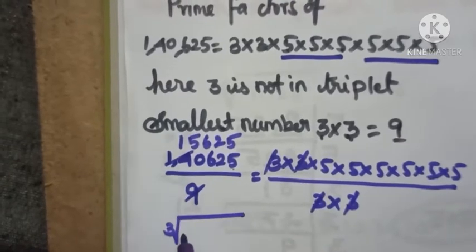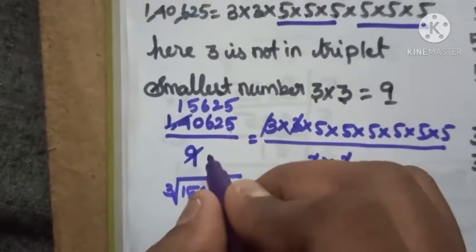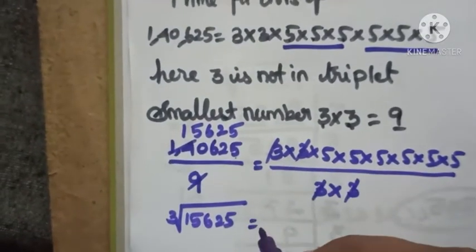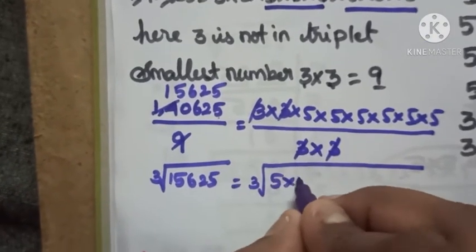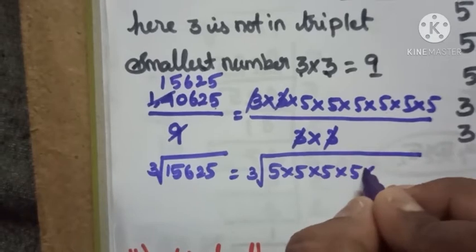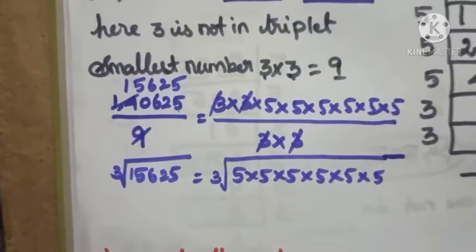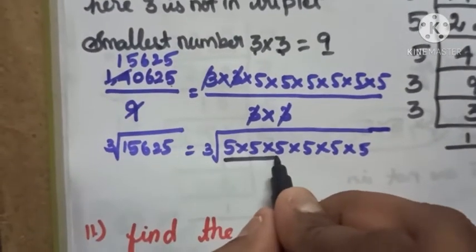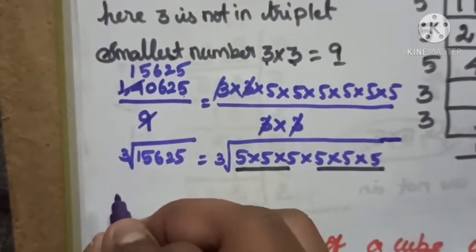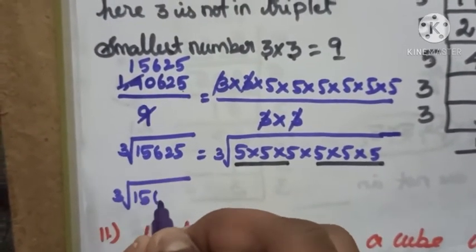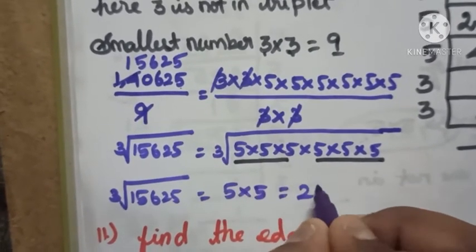Cube root of 15,625 is a new number once you cancel these 2. Okay, and what are the remaining factors after cancellation? 1, 2, 3, 4, 5, 6. 5 multiplied 6 times. Now you separate the triplets. One set of triplet and another set of triplet. Okay, now you take the cube root. So cube root of 15,625 is nothing but 5 into 5, which is equal to 25.